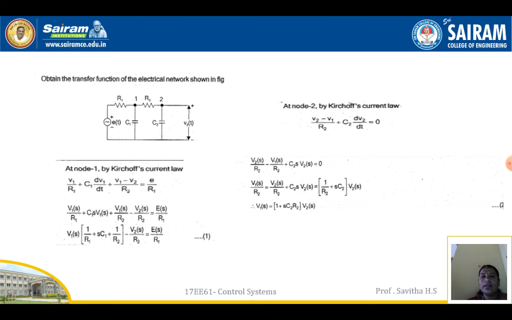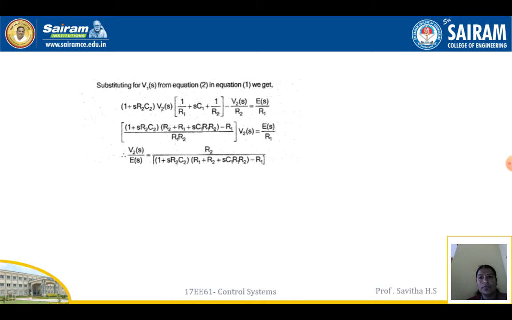Similarly at node 2, by applying Kirchhoff's current law, (V2 minus V1) divided by R2 plus C2 into dV2 by dt equals 0. Applying the Laplace transform, V2 of s divided by R2 minus V1 of s by R2 plus C2 s into V2 of s is equal to 0. So V1 of s by R2 is equal to V2 of s divided by R2 plus C2 s V2 of s, which is (1 by R2 plus s C2) into V2 of s. Therefore, V1 of s is equal to (1 plus s C2 R2) into V2 of s. Call this equation 2.